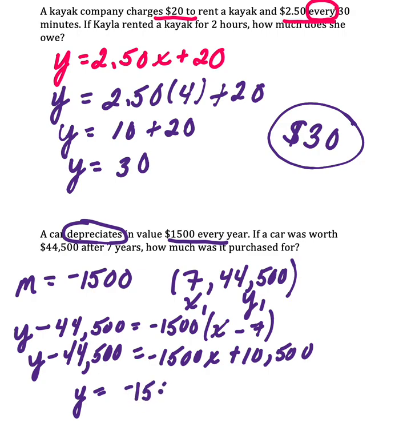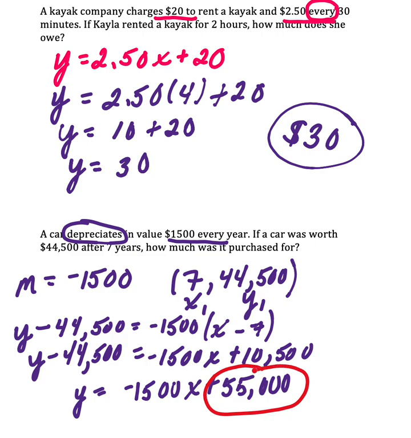I then am going to add this 44,500. So then I get y is negative 1,500x, and 10,500 plus 44,500 is $55,000. So what does that mean? That means that this car, brand new here without depreciating, is $55,000, because that's what they want to know. How much was it purchased for? It was purchased for $55,000 and then depreciated $1,500 every year. 7 years, so that was my point using my slope.